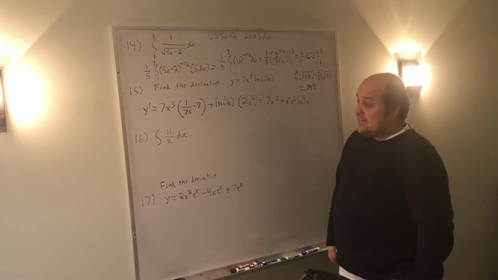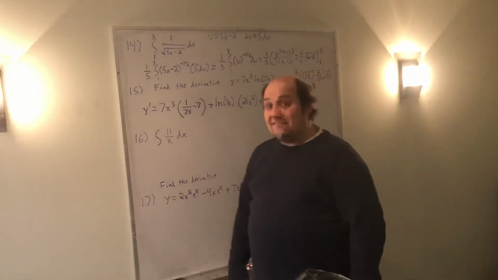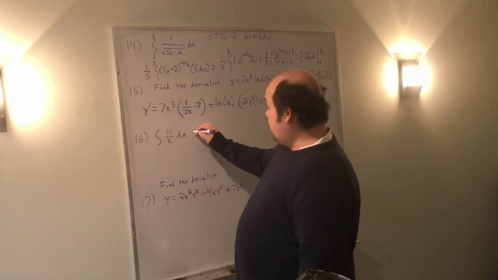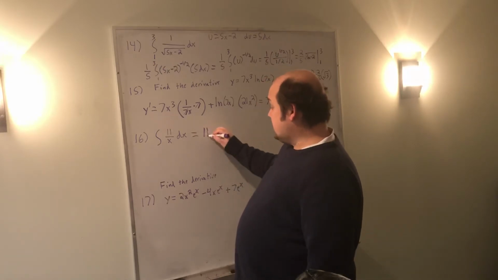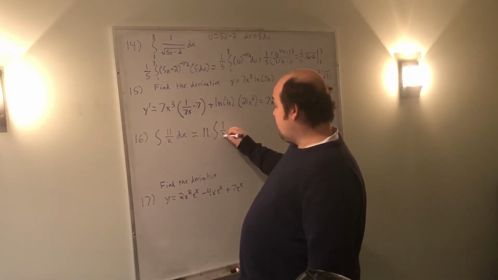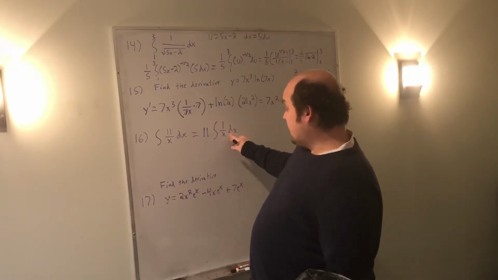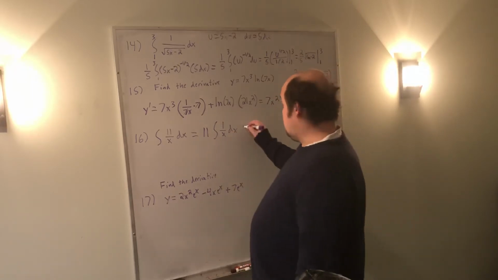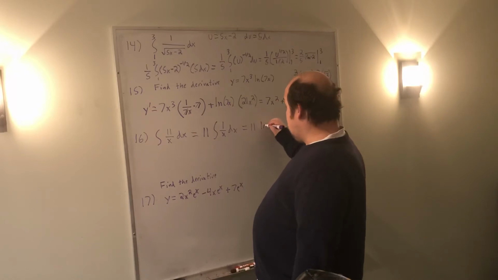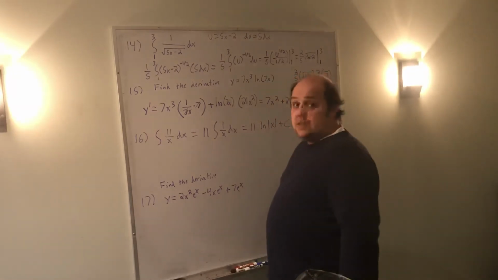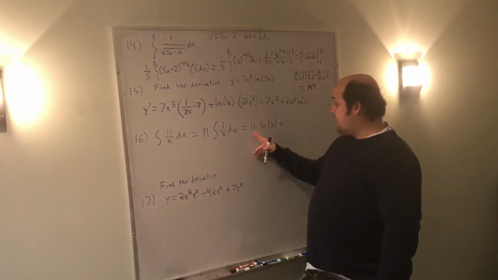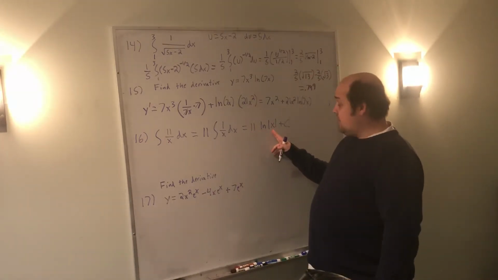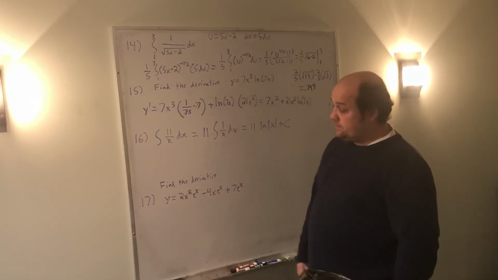For number 16, it asks me to integrate 11 over x dx. Really, that's the same thing as the constant 11 times the integral of 1 over x dx. We know what the integral of 1 over x dx is. It's ln of the absolute value of x plus c. So this just becomes 11 times the ln of the absolute value of x plus c.